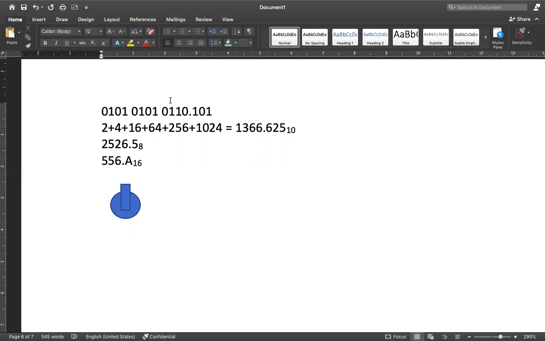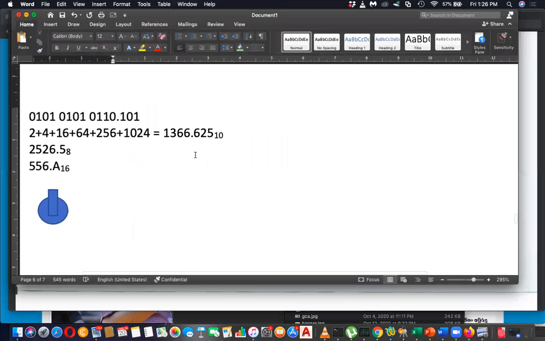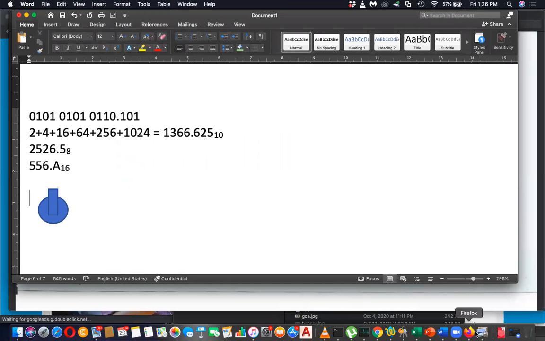So it's very easy to instruct electronic devices and circuits, because one means presence of electricity, zero means absence of electricity, or sometimes one means high voltage, zero means low voltage. Understood? Okay. So for an example, let's say you access a website.